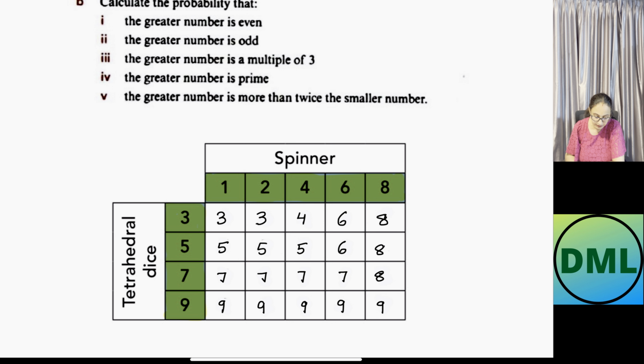Total number of outcomes are 1, 2, 3, 4, 5. 5 times 4 is 20. Let's write down the probability as 6 by 20 for the first one.